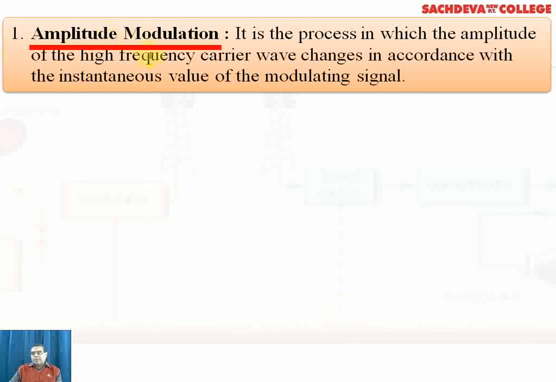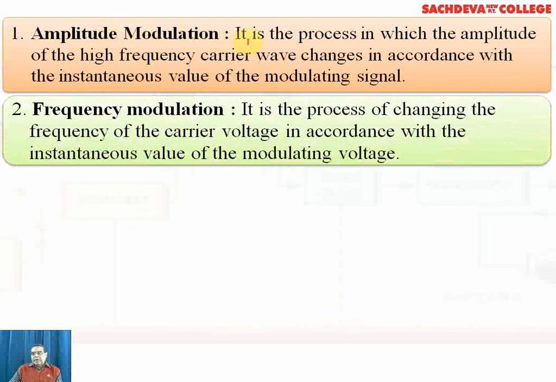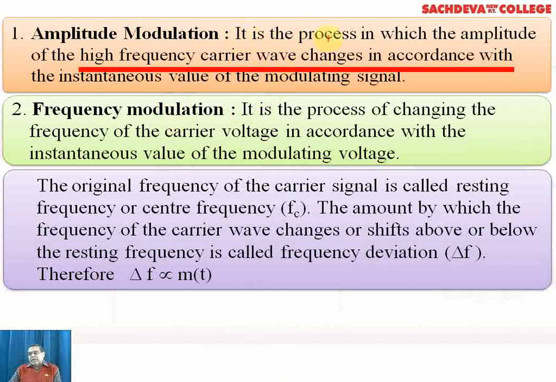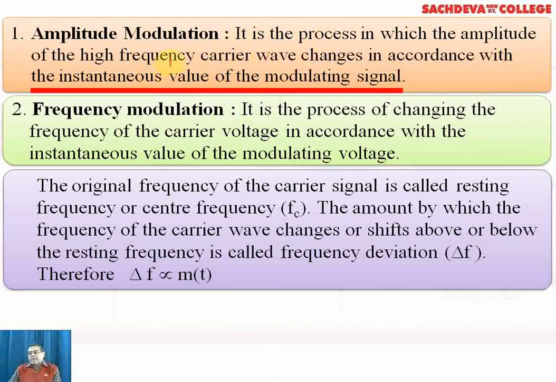Number one is the amplitude modulation. Number two is the frequency modulation. The original frequency of the carrier signal is called resting frequency. So amplitude modulation is the process in which the amplitude of the high frequency carrier wave changes in accordance with the instantaneous value of the modulating signal.